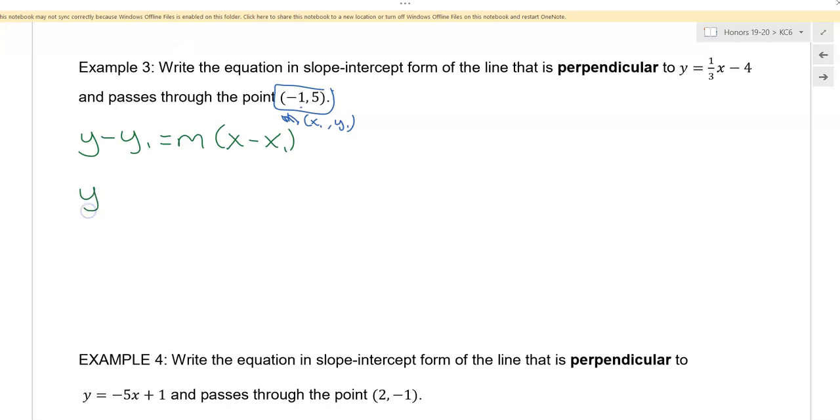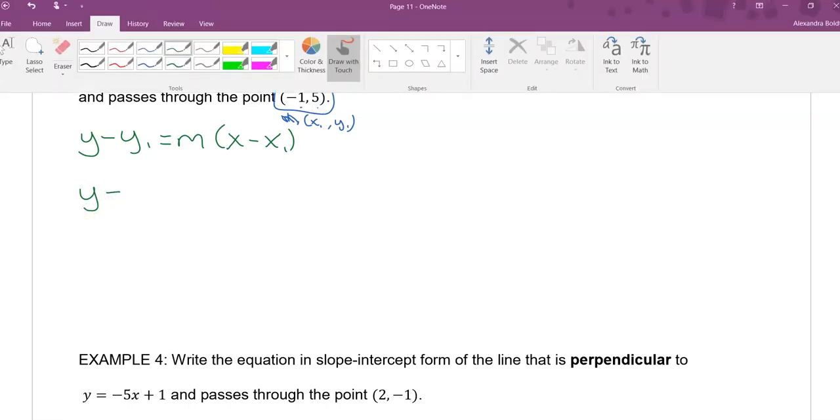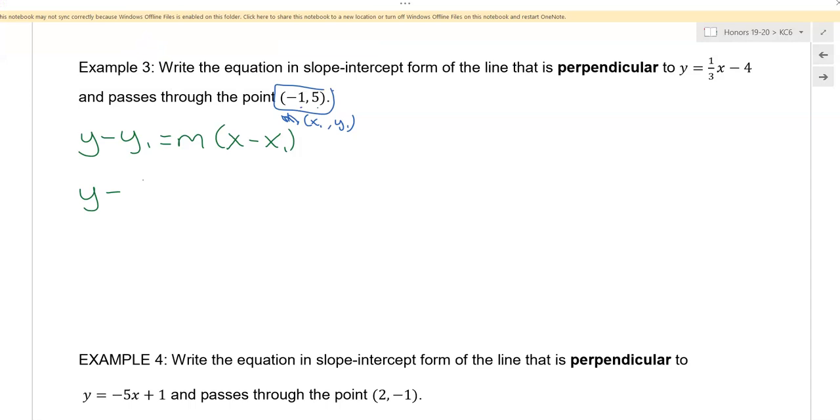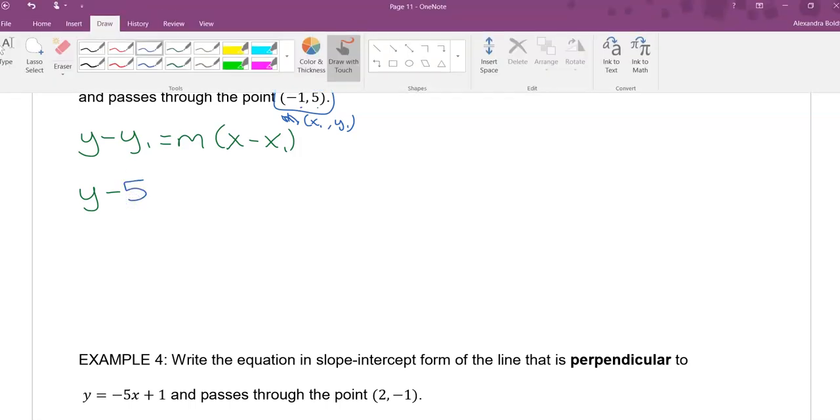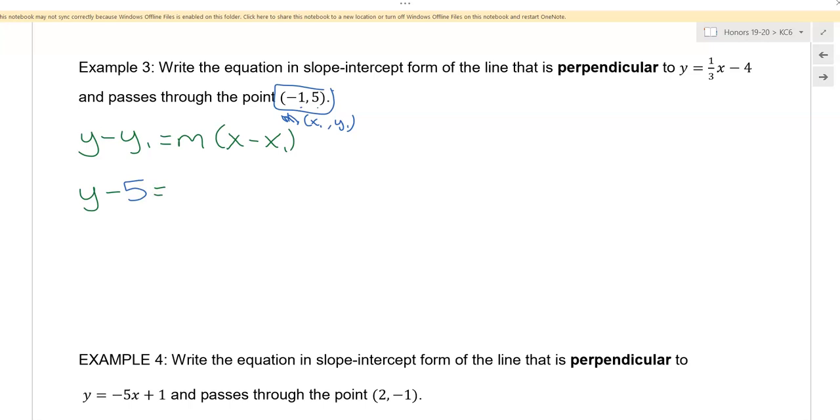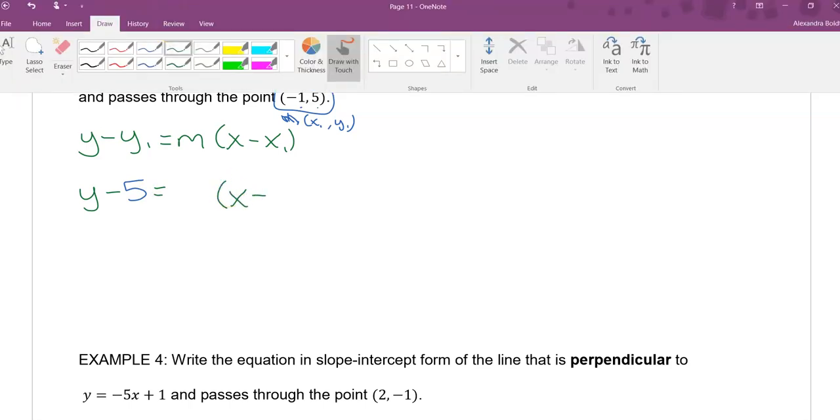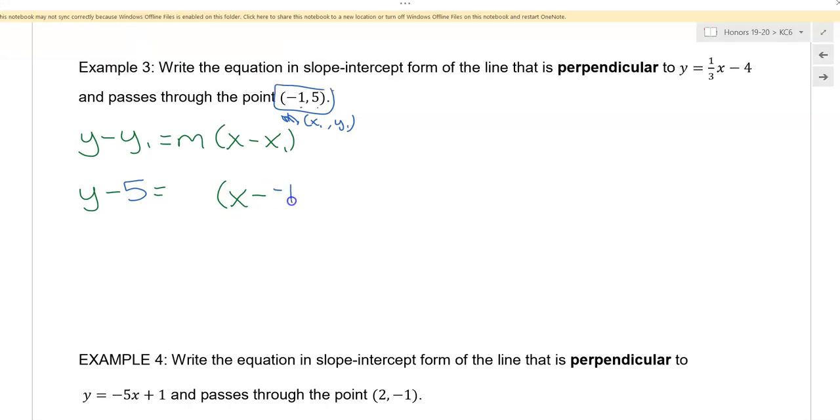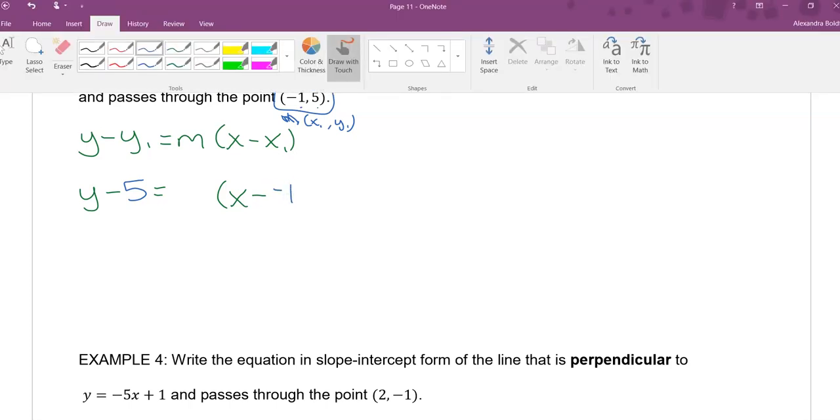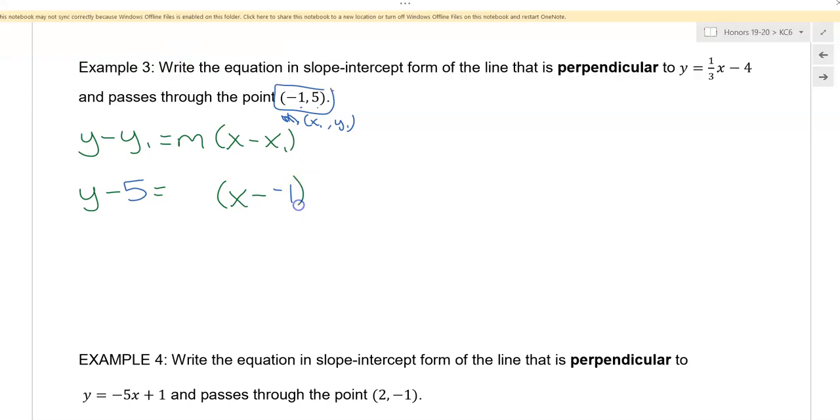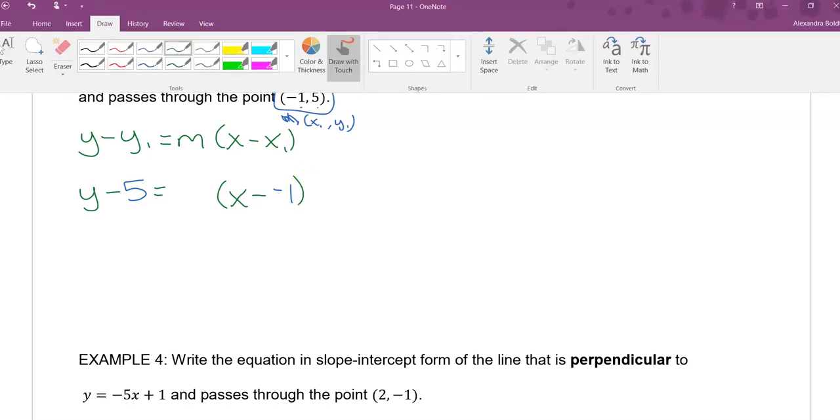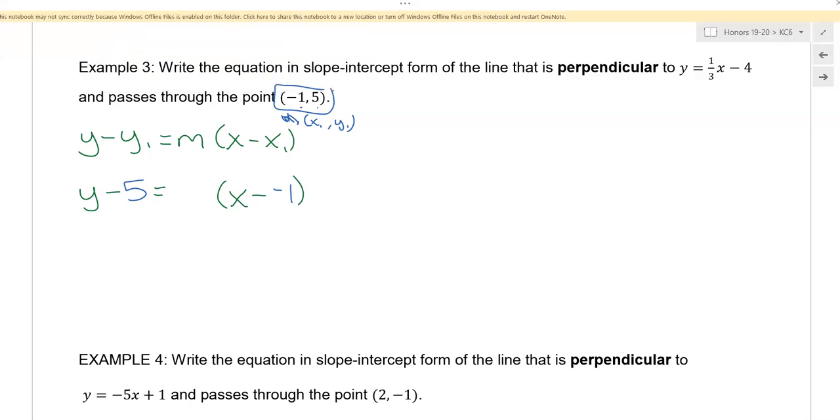So I have y minus, my y1 is 5, equals, I'm going to leave my slope blank, x minus, my x1 is negative 1. Now, to find my slope, I want it to be perpendicular to this line. Well, my slope of this line is 1/3.